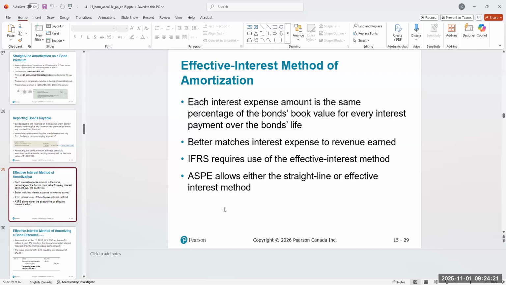Now, accounting standards for private enterprises, which this course is under, allow the effective interest and the straight line method. That's why we, as educators, have to show you that there's a straight line method as well. Again, the straight line method is very straightforward. You get the difference divided by the number of payments, not the number of years, number of payments of interest. Every time you pay the interest, you're amortizing the same amount.